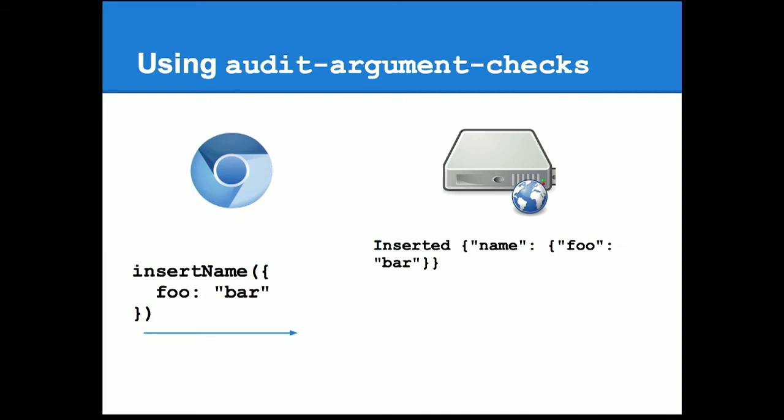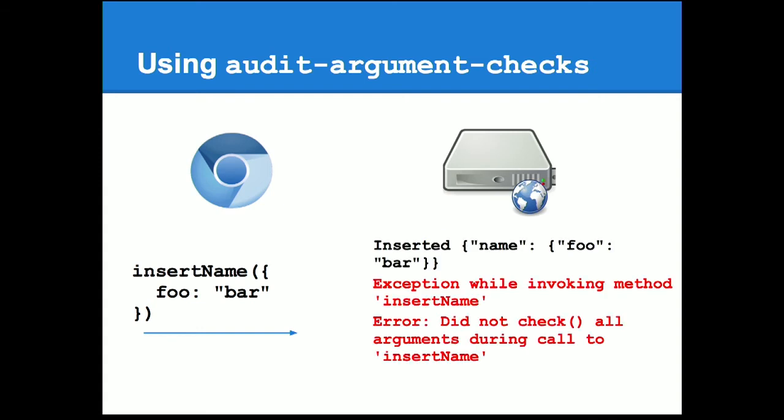Now, if we go add the audit-argument-checks package, and this is just a package like any other, you just have to add it, and then you don't have to make any other changes to your code. Then when we run this same insert again, we're going to see this exception after the method runs. And this exception is telling us, hey, you forgot to check an argument to your insert name method.